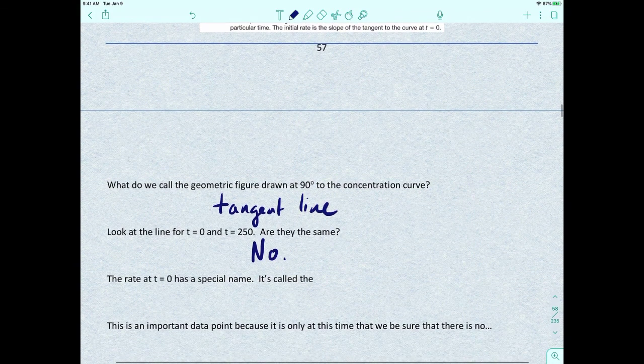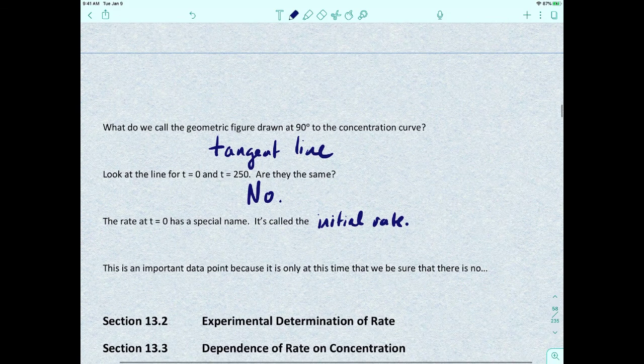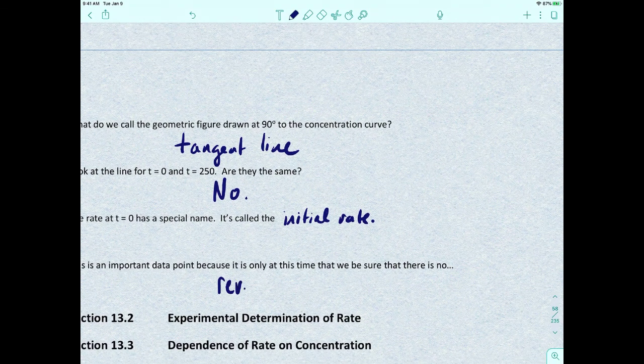Now the rate at t equals 0 actually has a special name, and it's called the initial rate. And this is a really important data point because it is only at this time that we can be sure that we have no reverse reaction. So we know that the reaction is progressing only in one direction. That gives us a pretty good boundary, or start, to looking at kinetics, at reaction rates.